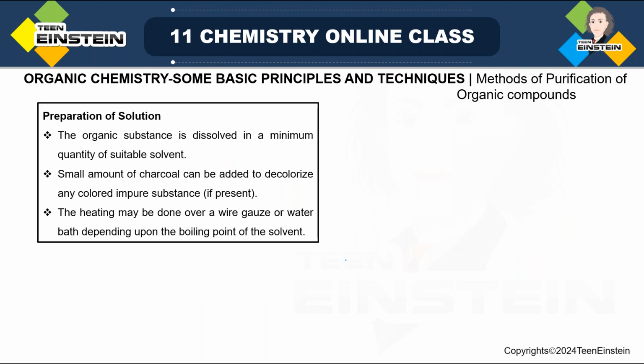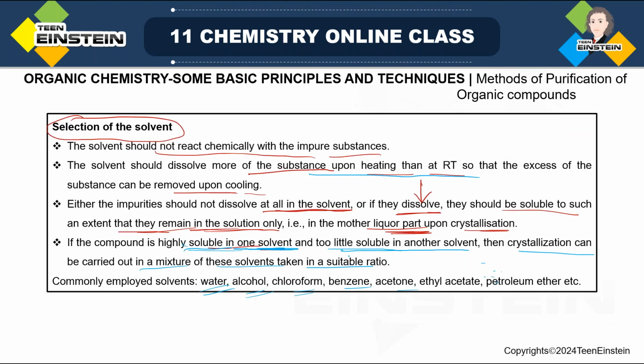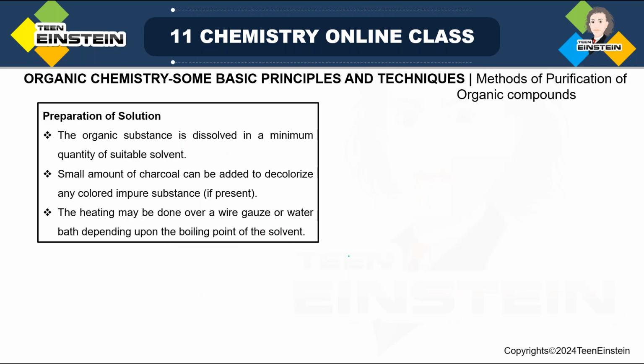Once the solvent is chosen, you have to now prepare the solution. So, preparation of the solution: the organic substance is dissolved in a minimum quantity of suitable solvent. So don't make the solution very dilute, it should be as minimum as possible. If by chance you have added a high amount of solvent, you have to heat it and make it concentrated, that is, increase the concentration.